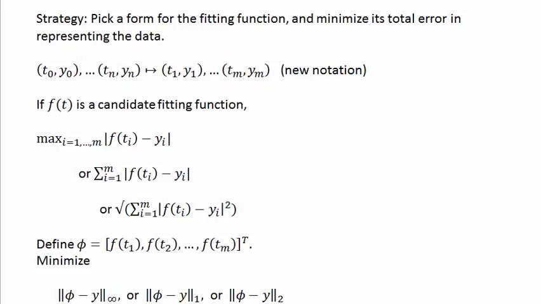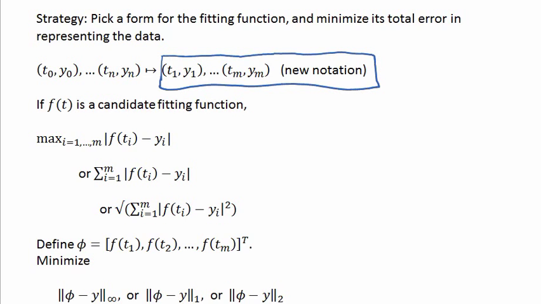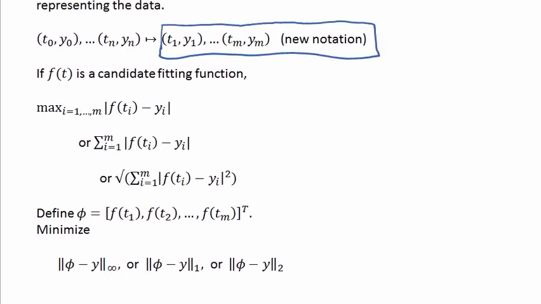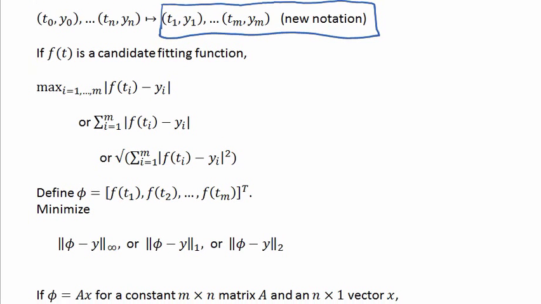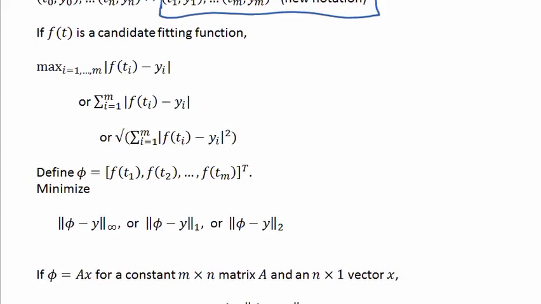Now, at this point in the discussion, we have to do a notation shift. So previously, we labeled these points as going from t0, y0 to tn, yn. Well, now we're just going to find it more convenient to stick with a different numbering of those data points. So the first one will now be t1, y1, and the last one we'll call tm, ym. So with that new naming convention, let's let f of t be some candidate for our fit.